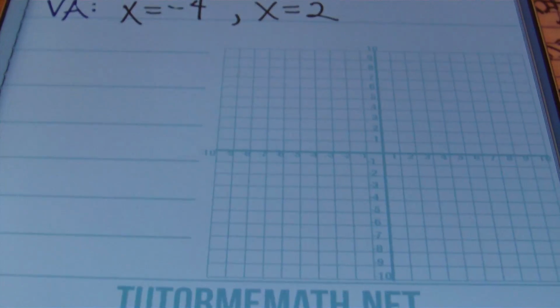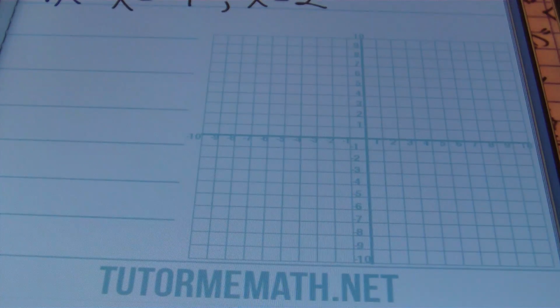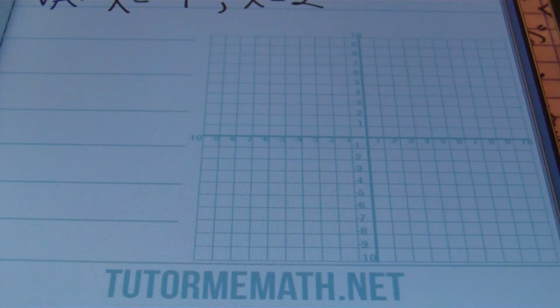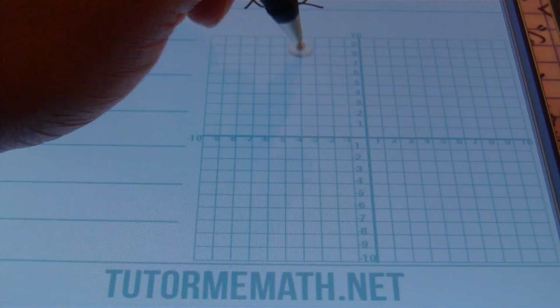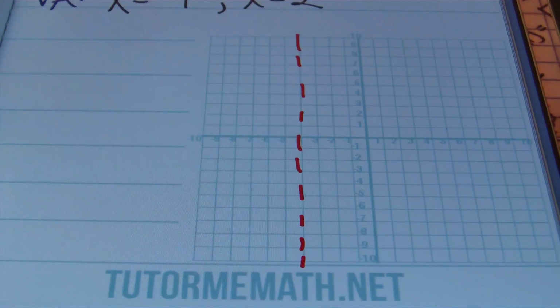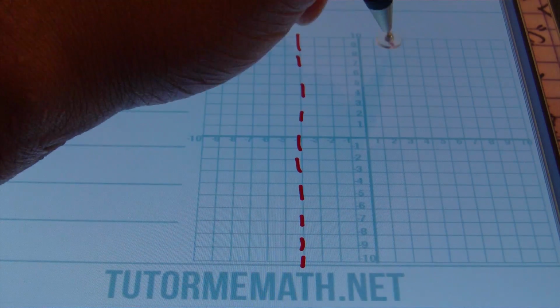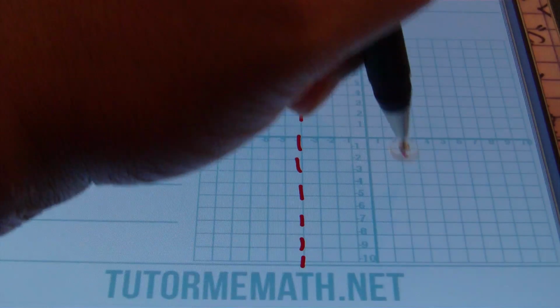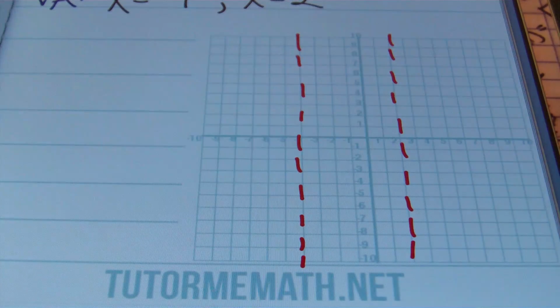Graphing our vertical asymptotes on our Cartesian plane here, you'll end up with the following graph. We'll have a dashed line going through negative 4 on the x-axis, a vertical line just like that. All right, and then I also have x equals 2. Vertical line right there. Okay, and this is the graph of your vertical asymptotes.